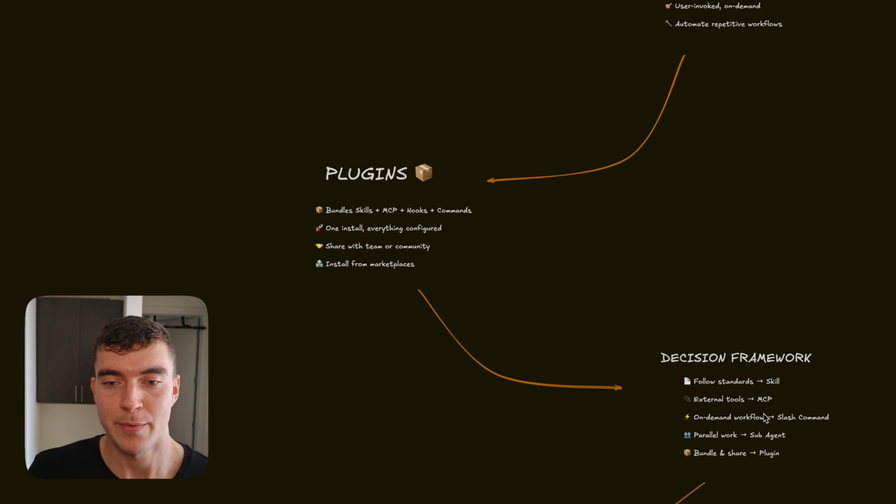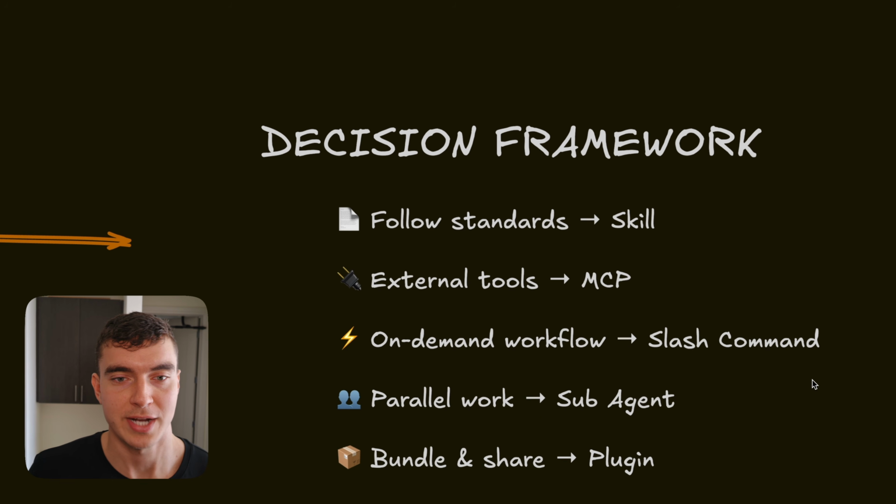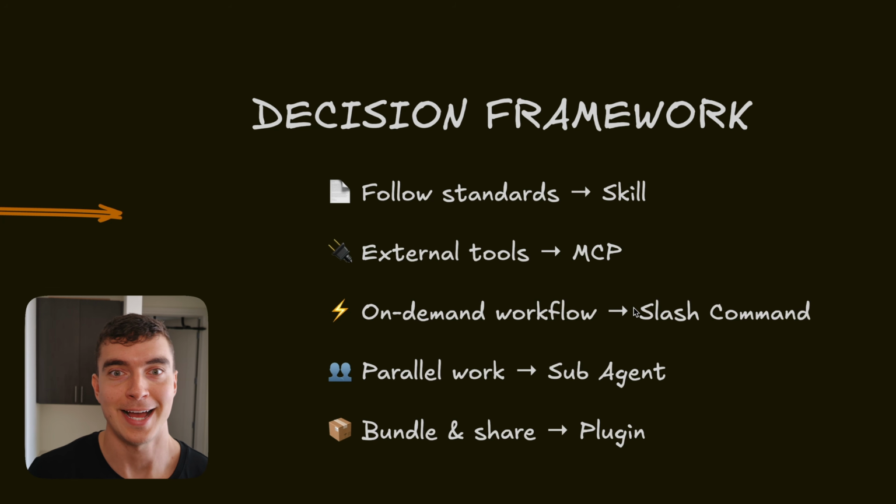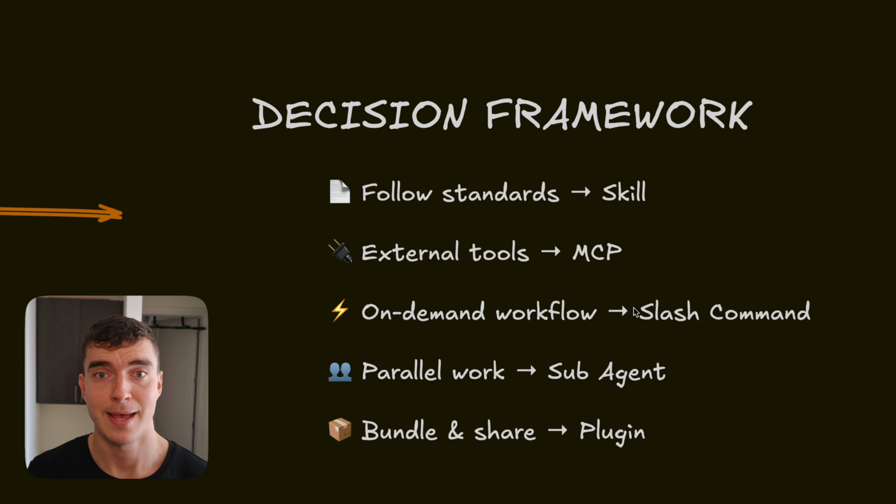Now I know that was a lot and we went pretty fast just to cover it all in a short time frame, but you can screenshot this. Here's just the ultimate decision framework I use to determine when to use these tools. So if you want to follow standards, make it a skill. If you want to pull in external tools, use an MCP. If you want an on-demand workflow, use / commands. If you want to parallelize work, use the agents flow. If you want to bundle all these and share them, utilize a plugin.